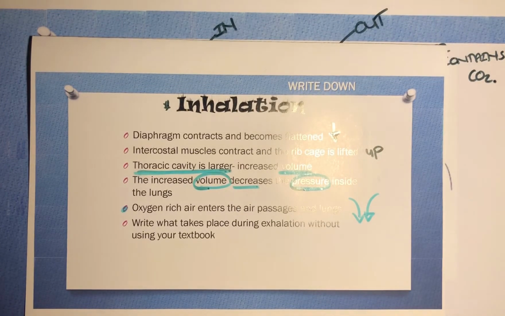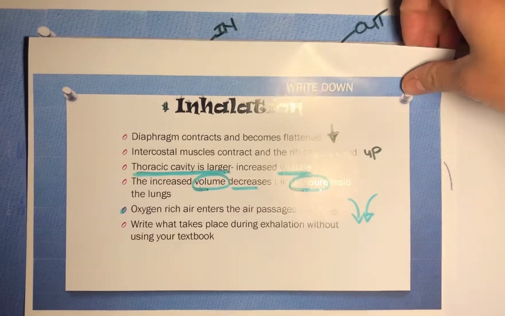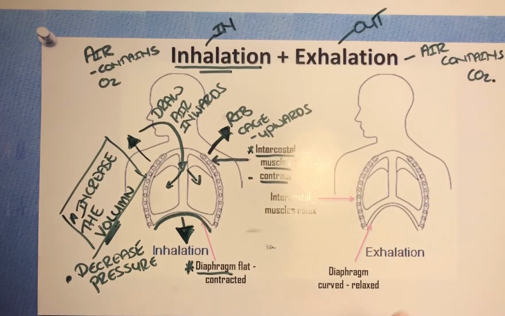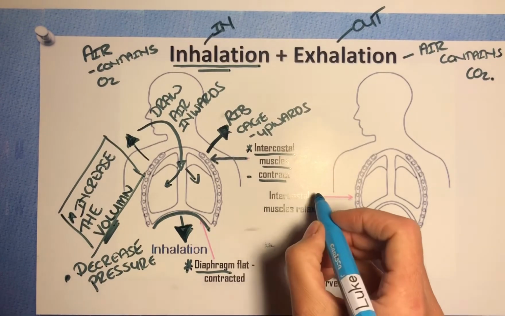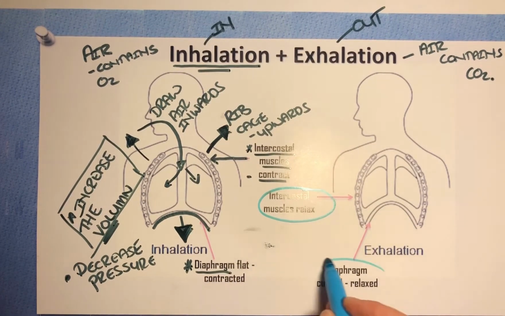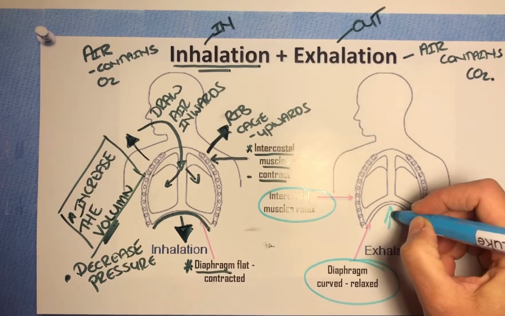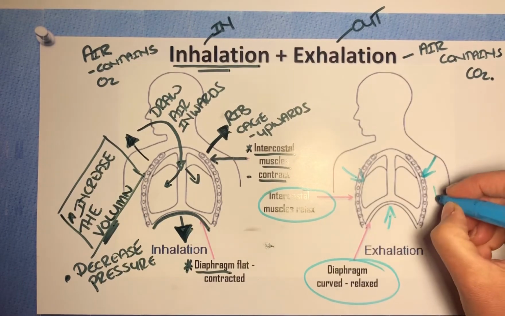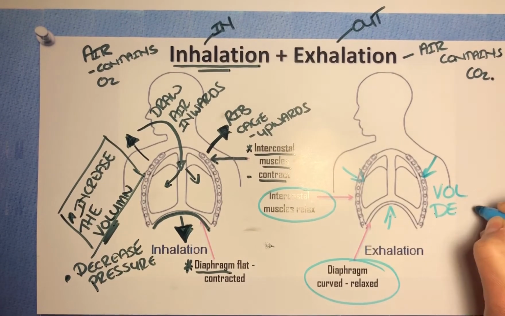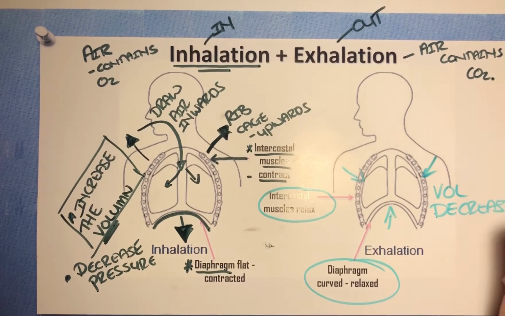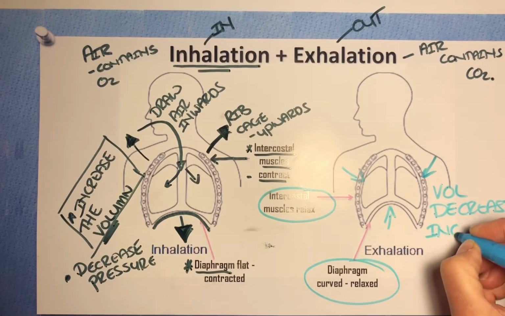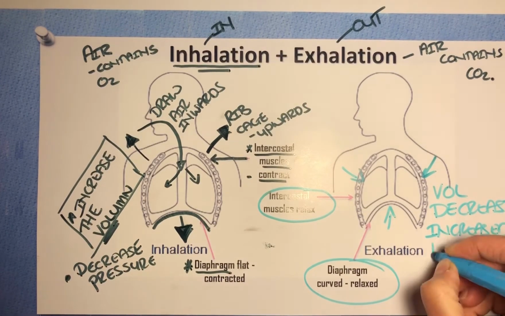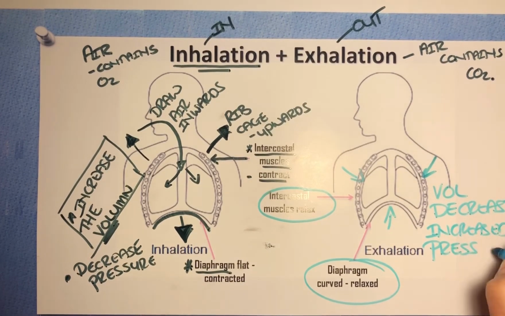What I would like you to do is to learn the process of exhalation on your own. You're going to go through it. If we just have a look at the picture over here, it's exactly the opposite. The intercostal muscles are relaxed. The diaphragm is relaxed. What that does is it pushes upwards. As we can see here, the volume has now decreased. And because the volume has decreased, we have increased the pressure.